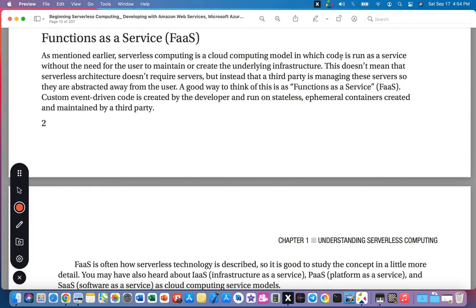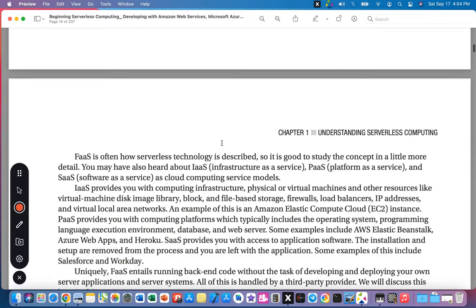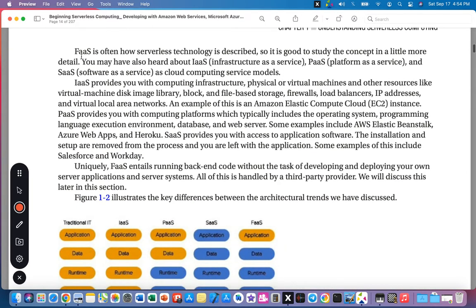Functions as a service. Function as a service, with an uppercase F, lowercase a a, and uppercase S, is called FaaS. Function as a service is often how serverless technology is described, so it is good to study the concept in a little more detail.